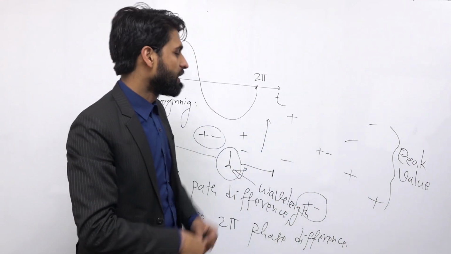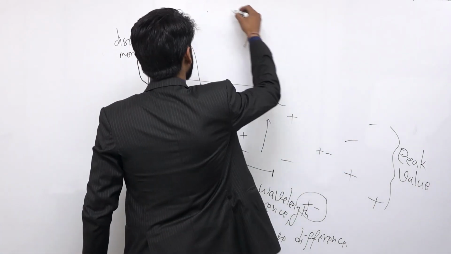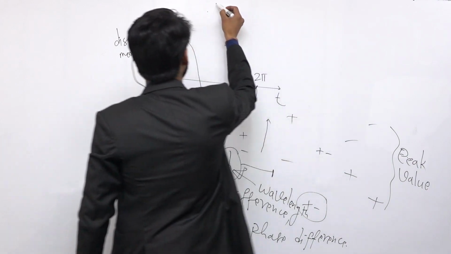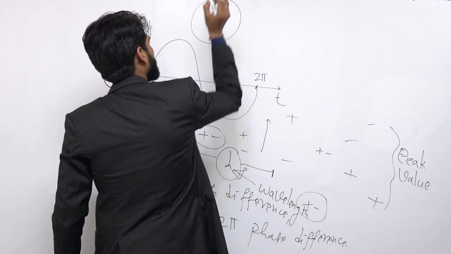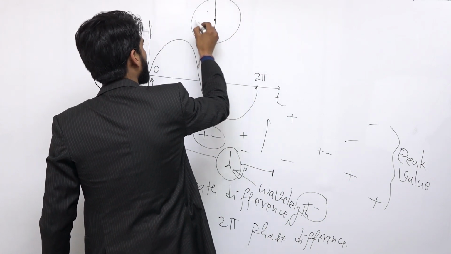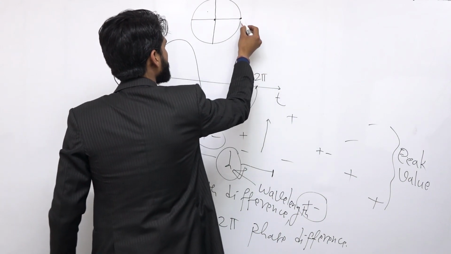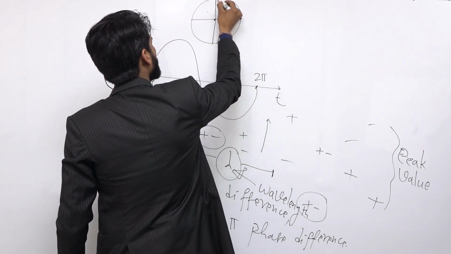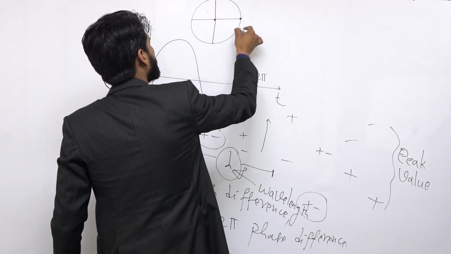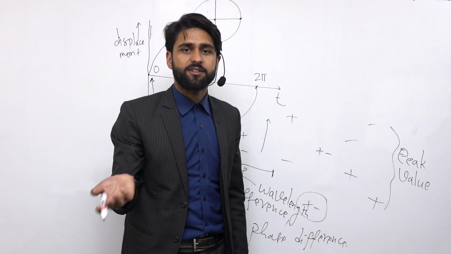So one complete cycle. So simple harmonic motion, we represent it by circle, even circle. So here you can understand by these two. So here is circle. Simple harmonic motion you can represent by circle. So for one complete vibration, particle would have gone this way, this way, this way. What is the angle? It's 360 degree.